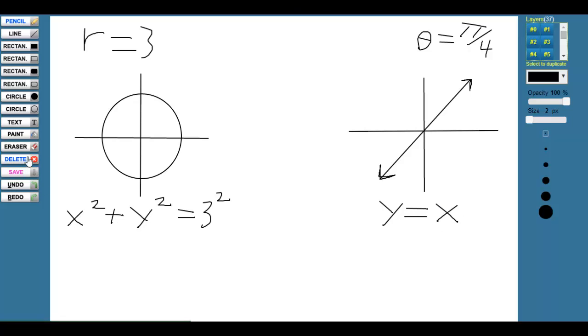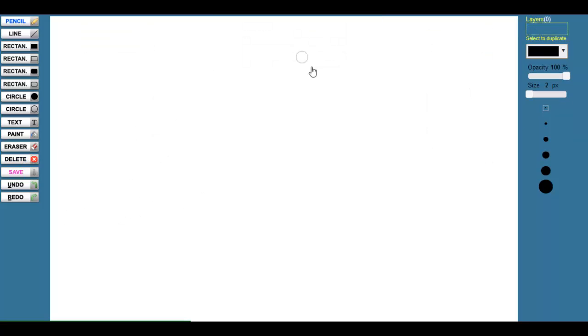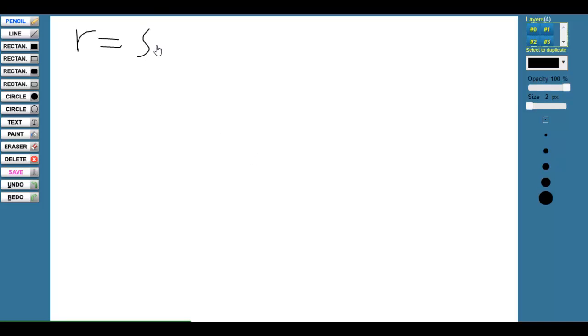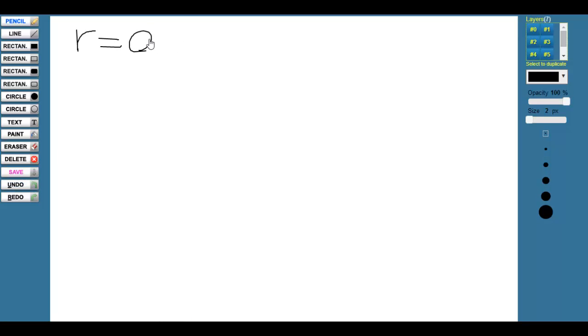Now there are also 2 more basic ones, which include secant and cosecant theta. Actually, let me write r equals a secant theta and r equals a cosecant theta. These will both give you vertical or horizontal lines.